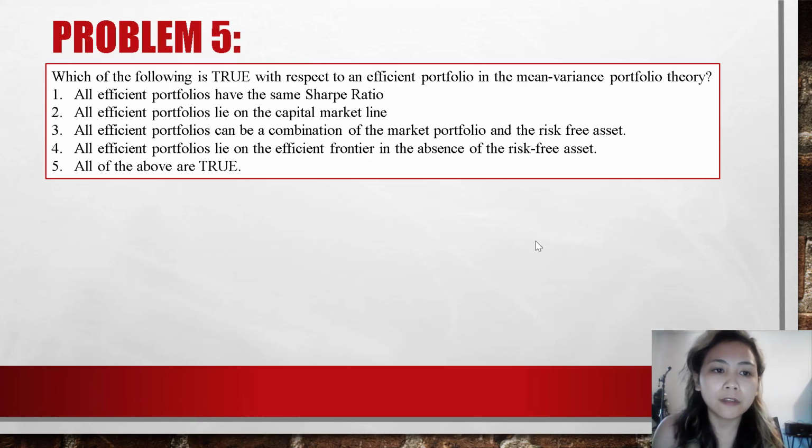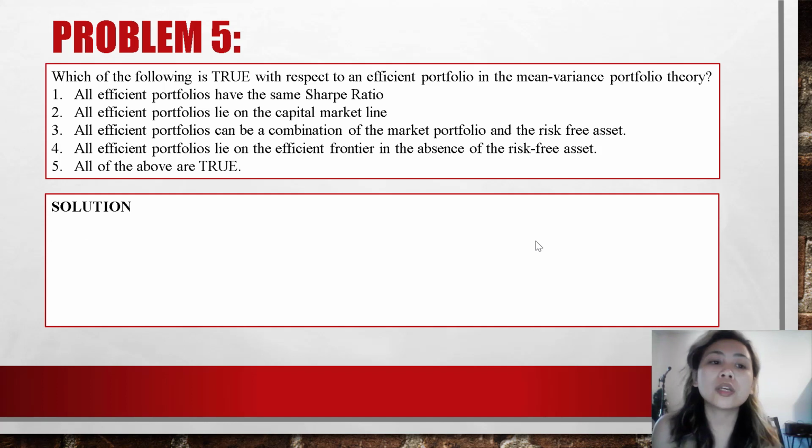Alright, problem number 5. Which of the following is true with respect to an efficient portfolio in the mean variance portfolio theory? Number 1, all efficient portfolios have the same Sharpe ratio. Number 2, all efficient portfolios lie on the capital market line. Number 3, all efficient portfolios can be a combination of the market portfolio and the risk-free asset. Number 4, all efficient portfolios lie on the efficient frontier in the absence of the risk-free asset. Number 5, all of the above are true.